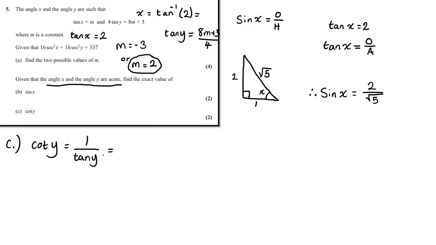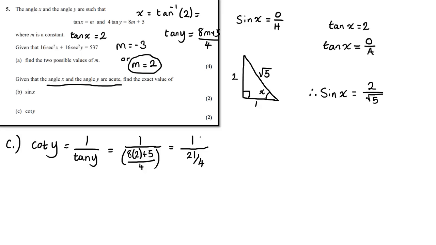So in that case, we've got 1 over tan y, so this is going to be 1 over am plus 5. So it's going to be 1 over 8 lots of m, which is 2, plus the 5, and this is all divided by 4. Okay. All I need to do now is evaluate this on my calculator, I get my solution, and that's my exact value for cot y. So this gives us 1 over, so 8 times 2 is 16, plus the 5 gives us 21. So this is 1 over 21 over 4.